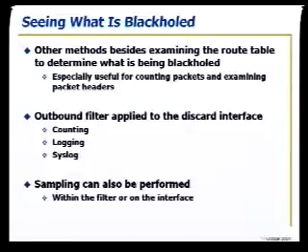So to see what's being blackholed, you can obviously look at the route table. That's pretty obvious. If you know your next hops, you can just look at the route table, see what's going to your blackhole destinations. But you can also use some other methods to help you: count how many packets are being blackholed, maybe look at some packet headers, get some other intelligence from the traffic that's actually being blackholed. Some of those methods are things such as outbound filters. You can apply an outbound filter on your discard interface so that you can count the packets, actually do anything you can with a firewall filter.